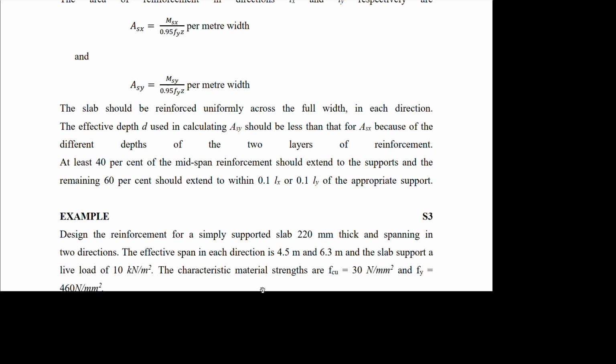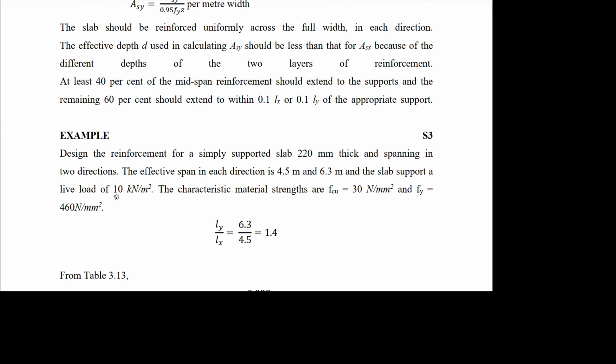So let us go straight to the calculation on this. We are given that we want to design the reinforcement for a simply supported slab, which is 220 mm thick and spanned in two directions. We're told the effective span in each direction is 4.5 and 6.3 meters, and the slab supports a live load of 10 kN per meter square. The characteristic material strengths are FCU equals to this and FY equals to this.